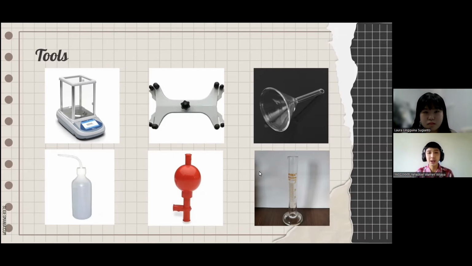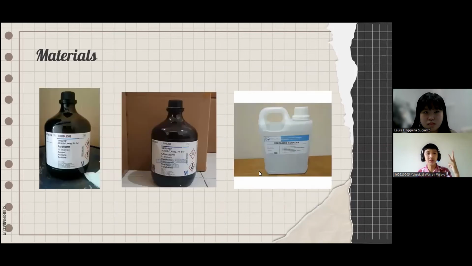Next slide. There are three materials. The first is acetone, the second is chloroform, and the third is aquadest. We can see on the bottles that acetone and chloroform are dangerous. So we can use the MSDS, material safety data sheet, to help us know about the solutions. Next slide, my friend will continue.